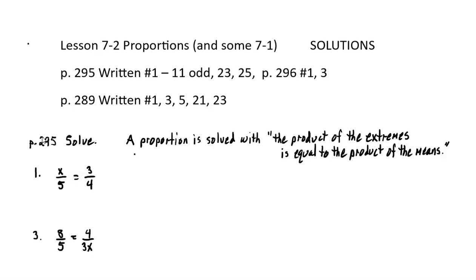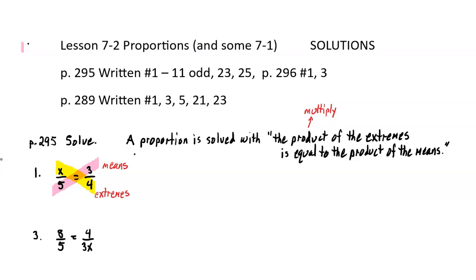the means. The extremes are the numbers on this diagonal. The extremes are the x and the 4. The means are the numbers on this diagonal, the 5 and the 3. The word product in the theorem implies multiplication.